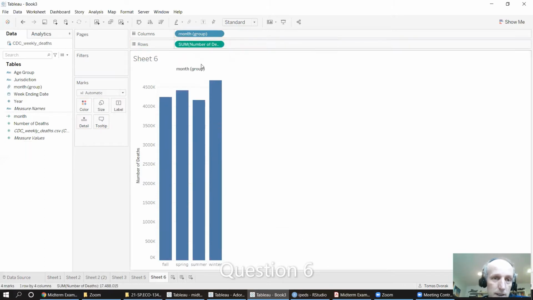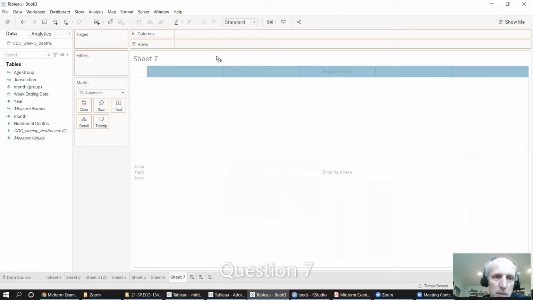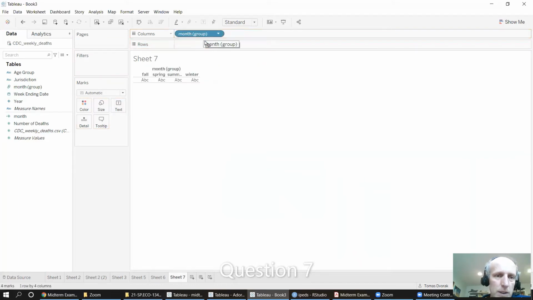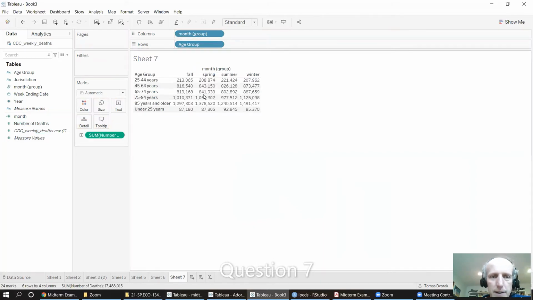And indeed, the number of deaths is highest in winter, which is not surprising given the time plot that we saw earlier. Okay, in the next question, we're supposed to see if the seasonal pattern of deaths varies across different age groups. So let's put months again on columns. Let's put the age group on rows, and let's put number of deaths inside the table.